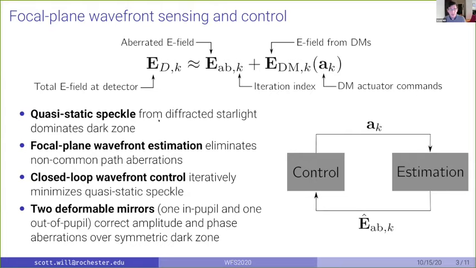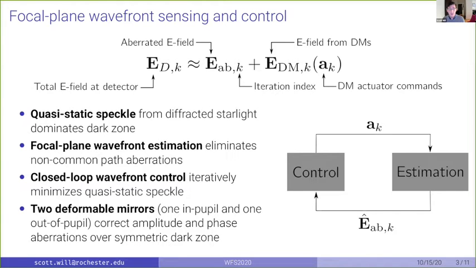But it turns out that there's a very useful approximation here where the electric field at the detector can be linearly decomposed into a term from the aberrations and a term contributed by the DMs. And we use this linear approximation to derive focal plane wavefront estimation algorithms that directly estimate the electric field at the detector. This eliminates non-common path aberrations, which is extremely useful.